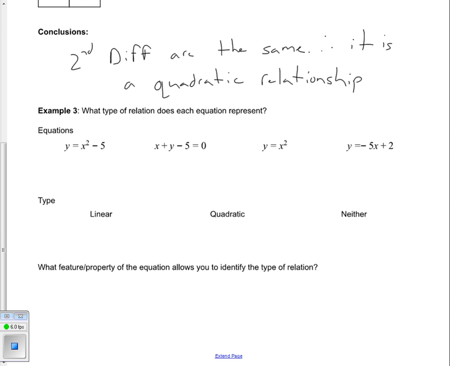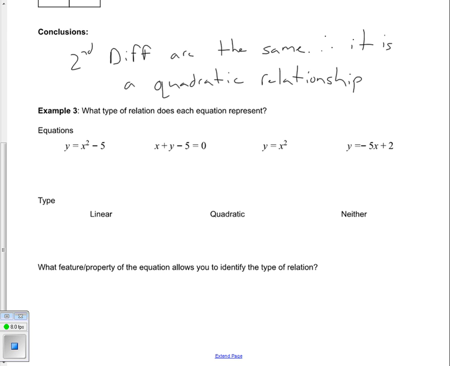The third way of looking at a relationship and determining whether or not it's linear or quadratic is actually by looking at its equation. So for example, if you are given two graphs, and you can look at the actual graph itself, if it looks like a line, it's a linear relationship. If it looks like a U, it's a parabola, and therefore a quadratic relationship. If you're given a table of values, which is the second way of determining, if your first differences are the same, it's linear. If your second differences are the same, then it's a quadratic relationship.